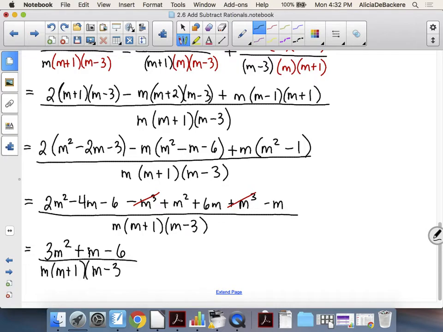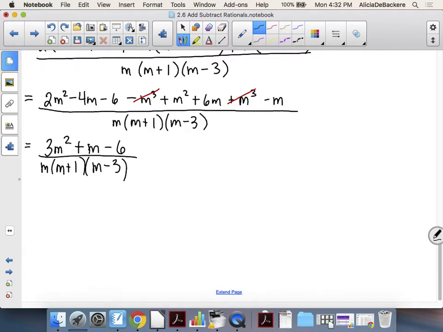Now, what would be really slick is if that numerator also factored and one of those factors canceled, like what we saw yesterday with multiplying and dividing. So I'm going to take a look at my numerator and ask myself, can I get a product of the first times the last, negative 18, and a sum of 1 in the middle?